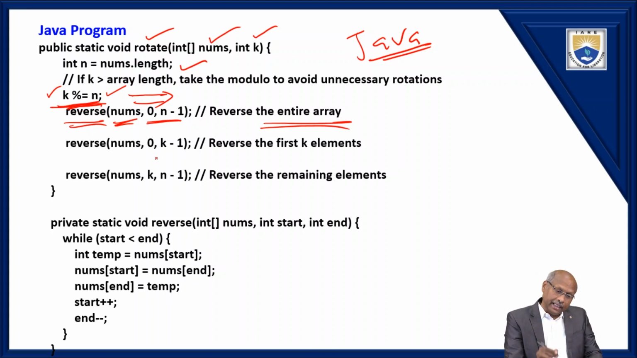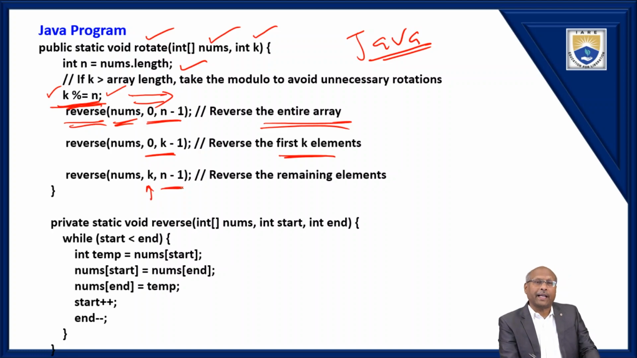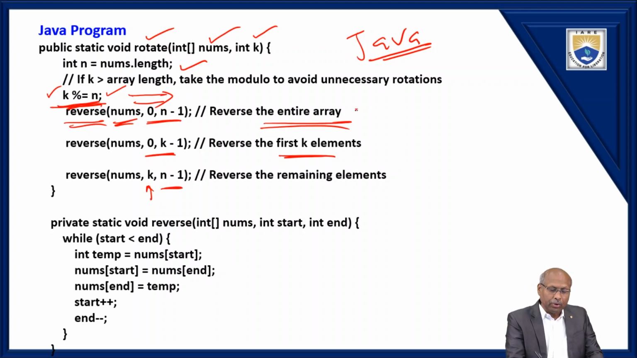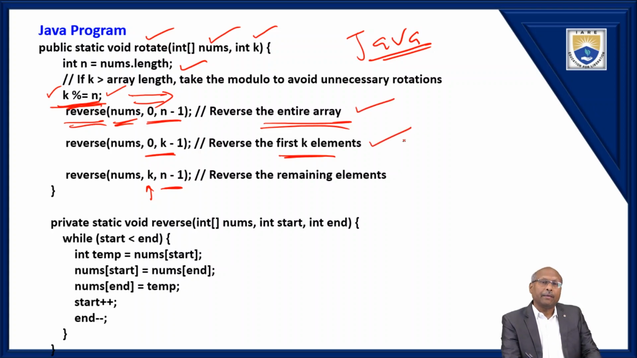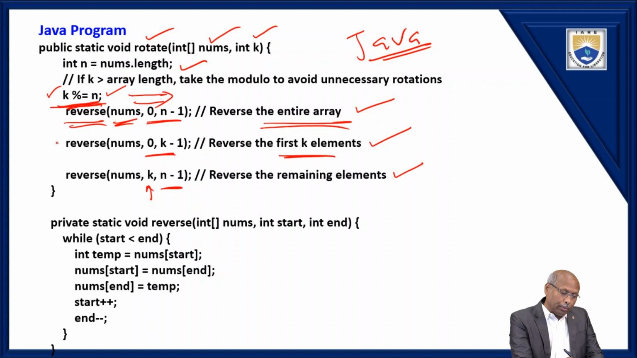After rotating this, the first k steps: 0 is always first, and k minus 1 is my kth element. So reverse up to the kth element. Then from the kth element till the last element, that means n minus 1, reverse it again. So that means 3 times: reverse the entire array, reverse the first k elements, then reverse the remaining elements, because 0 to k, then k plus 1 to n. So now these 3 steps I have to follow.